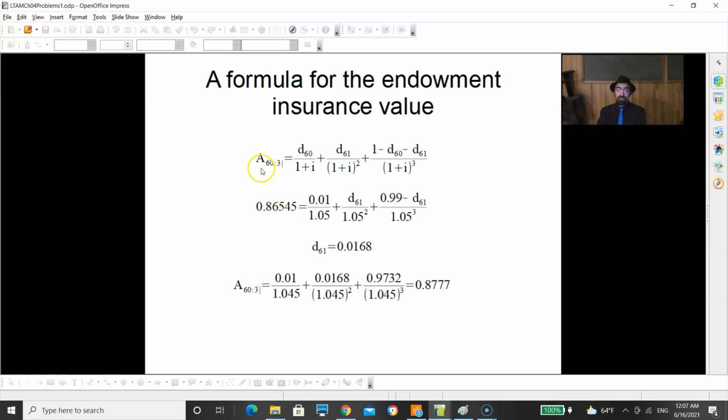We're given A60 colon angle 3, we're given i, we're given d60, right, because d60 equals q60. Solve for d61. Plug everything back in using the new interest rate. We get this 0.9732. It's just 1 minus d60 minus d61. And you get 0.8777.